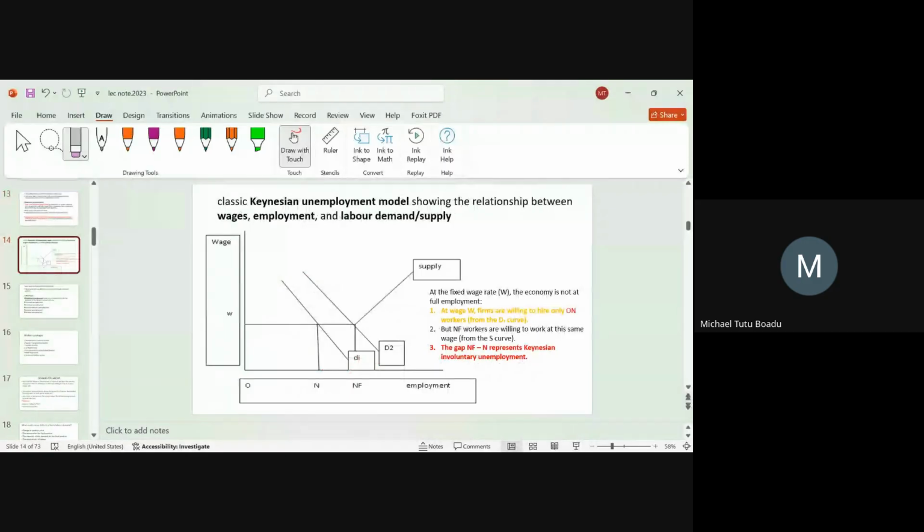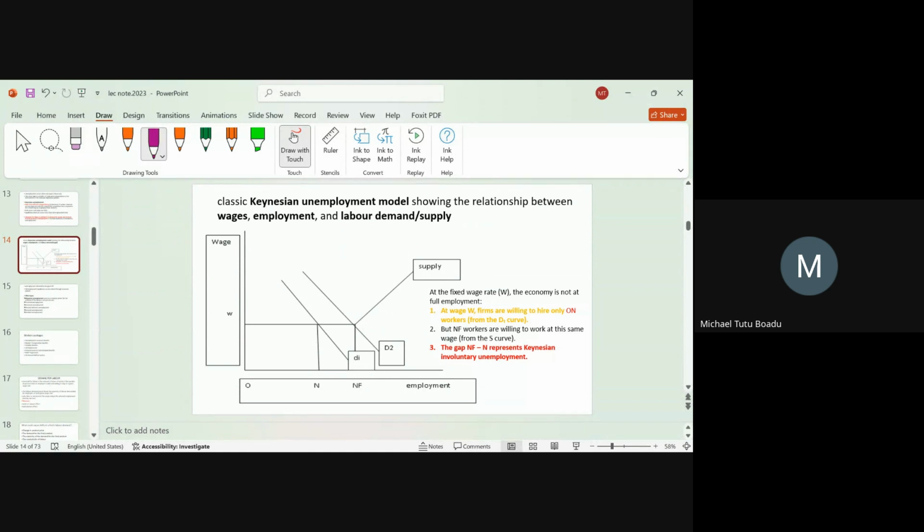So there is what we call the gap unemployment, the gap between the number of people you can employ at equilibrium and the number of people you have to lay off when demand is falling. So let's use this diagram to explain that. The Keynesian unemployment model, which we just examined, is interested in showing the relationship between wages, employment, labor demand, as well as supply.